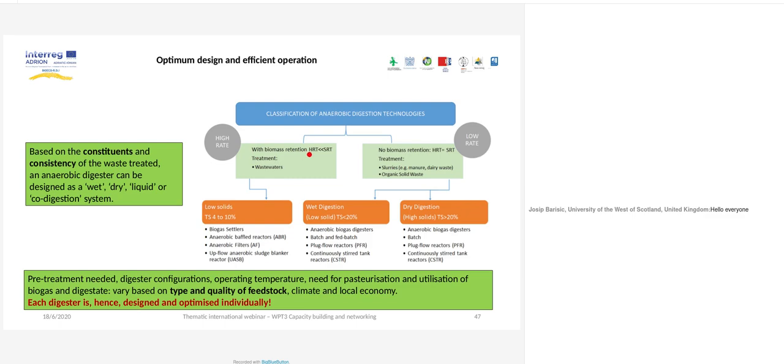And you see here the hydraulic retention time is also differentiated according to the consistency of the waste treated. So we could say that the pretreatment needed, the digester configurations and operating temperature, as well as the need for pasteurization, vary based on type and quality of the feedstock, and of course on the climate and local economy, because they differentiate the raw material to be used. So each digester is designed and optimized individually.